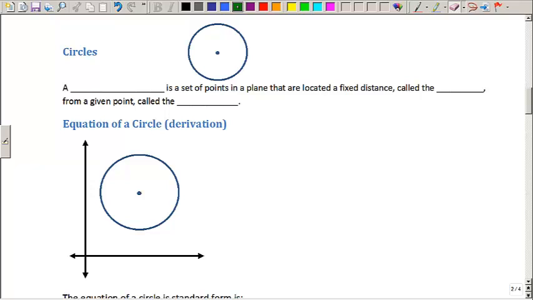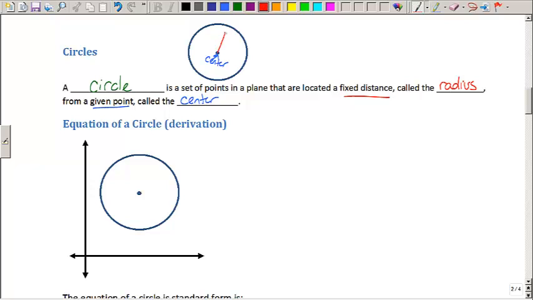Now that we've talked about distance and midpoint, we'd like to talk about circles. A circle is a set of points in the plane that are located a fixed distance from a point. This fixed distance is called the radius, and the given point is called the center. On my picture of a circle here, the point in the middle is the center, and the fixed distance is the radius.